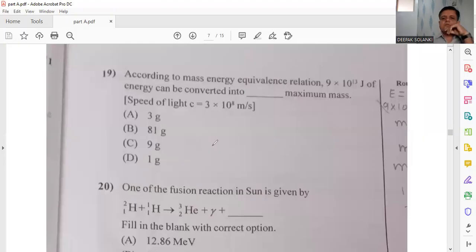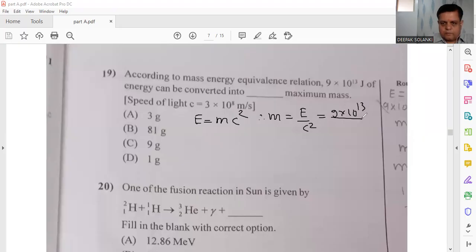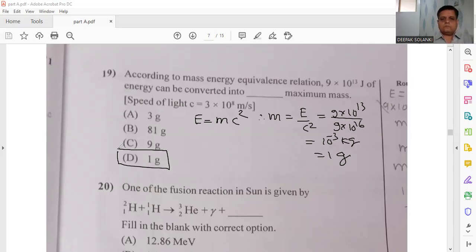According to the mass energy equivalence relation, you are given energy 9 into 10 to the power 13 joule, and you have to find the corresponding maximum possible mass. So your relation is E is equal to mc square, so your mass is E by c square. So it is 9 into 10 to power 13 divided by c square, 9 into 10 to power 16. So it is 10 to power minus 3 kg, that is 1 gram. So your answer is 1 gram. Understood?